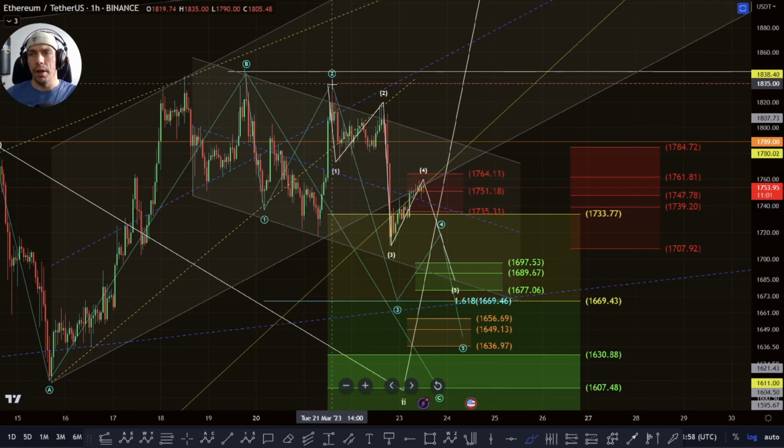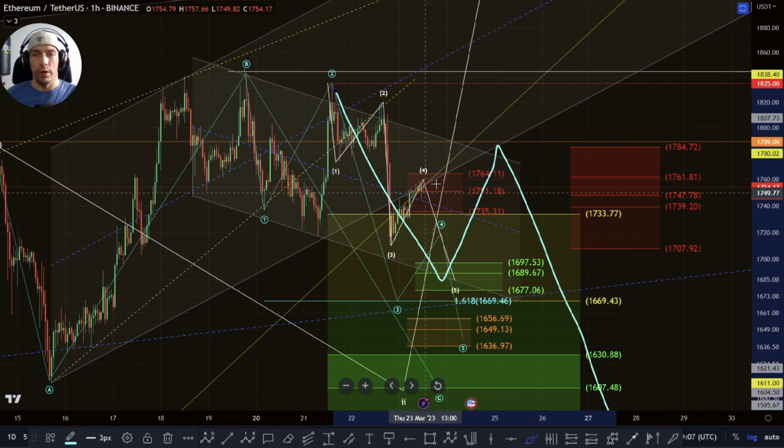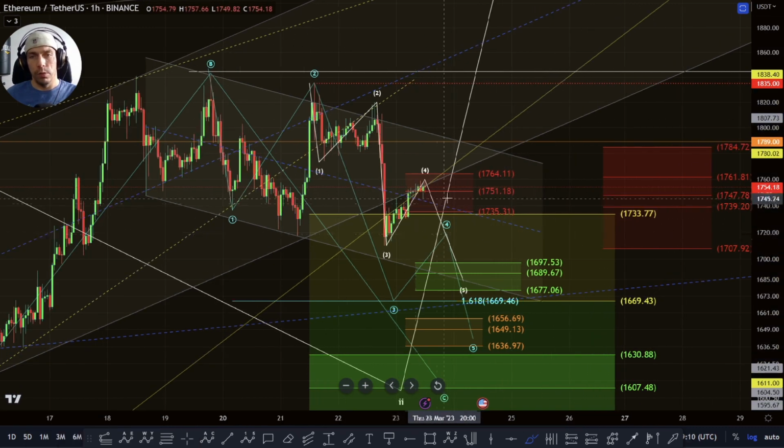If we fail to actually move back above this 1835, there is a potential that we have a more bearish situation going on here, where we could actually form a wave 1, 2, and then we look to break down. So we will discuss that. But in the short term, this is what I want to see.